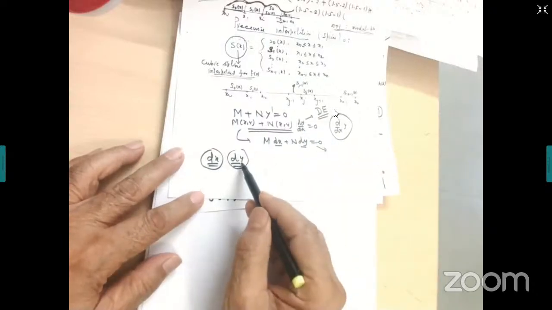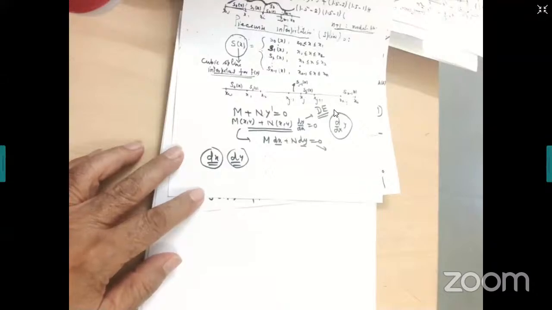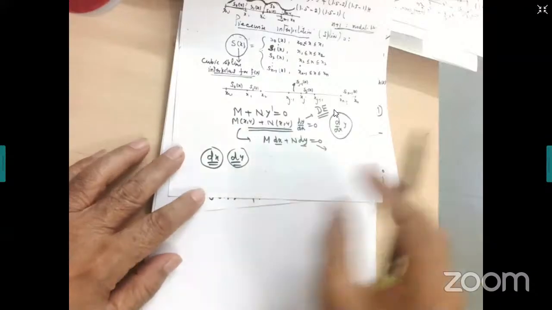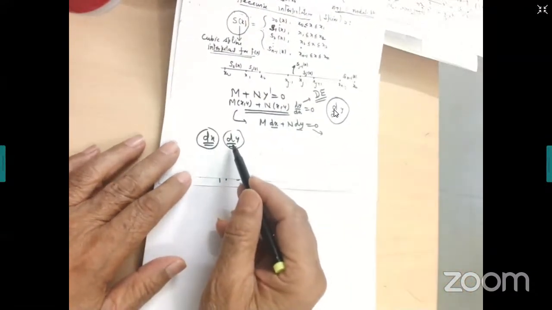But can you tell me what is the connection between dy and dx? Somebody should be able to tell me. This is calculus. It is taught at the 12th level. It's calculus. Dx, dy.